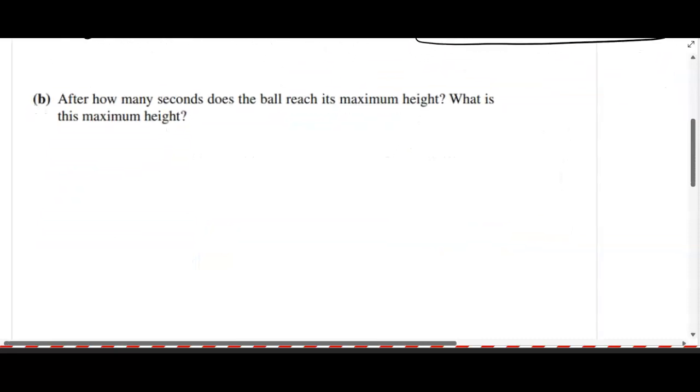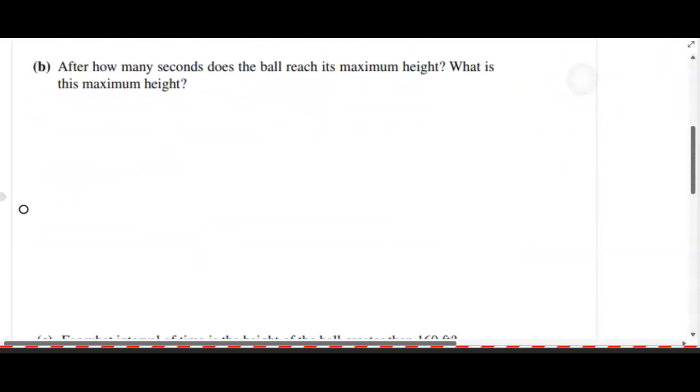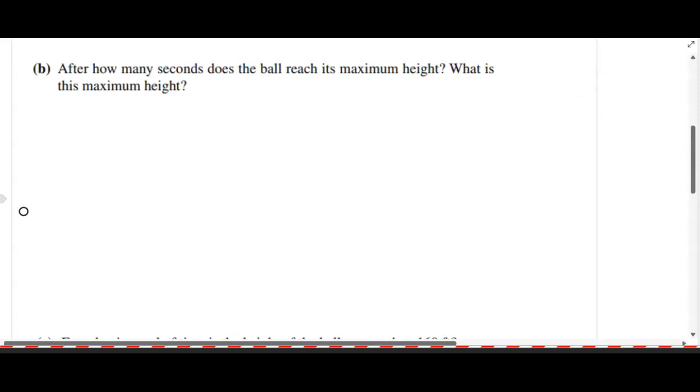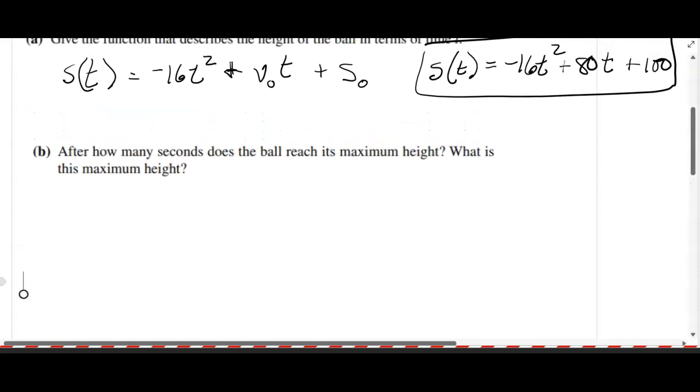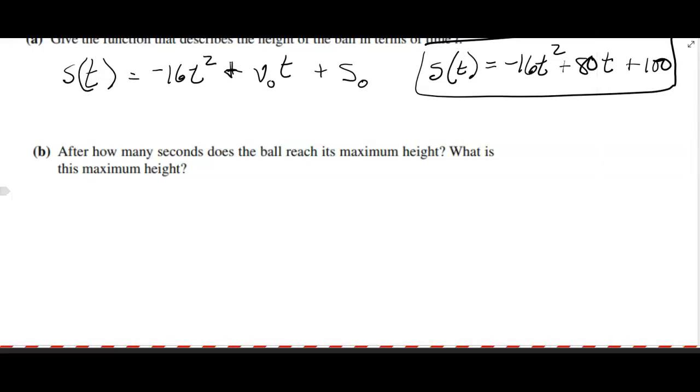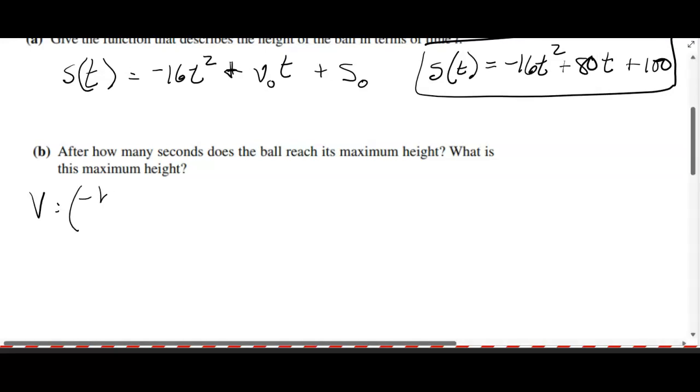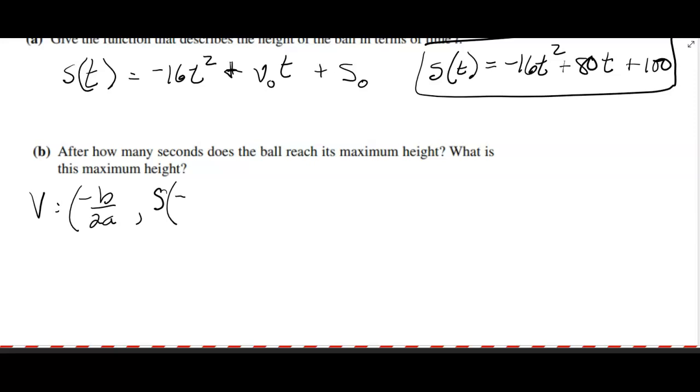After how many seconds does the ball reach its maximum height? What is the maximum height? So we want to find the vertex for that formula. So we can use the vertex formula, right? The vertex formula is going to be negative b over 2a, and then we'll have to plug that in, S of negative b over 2a.